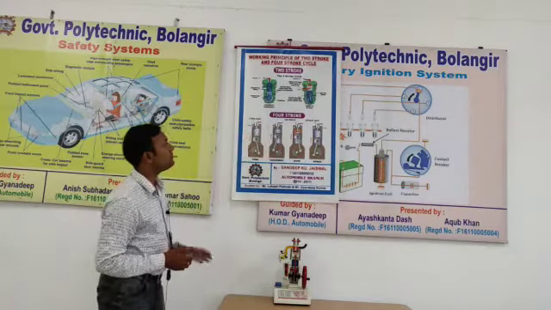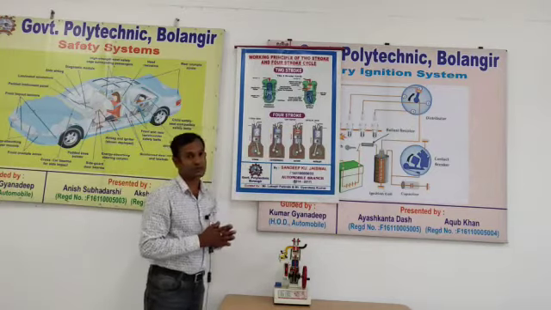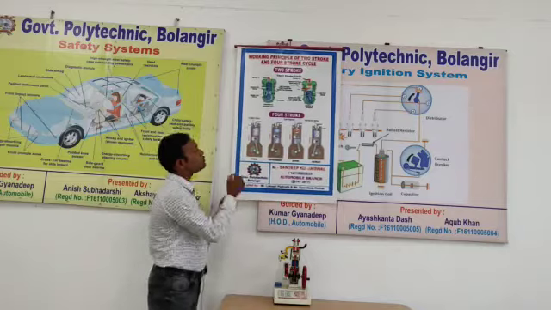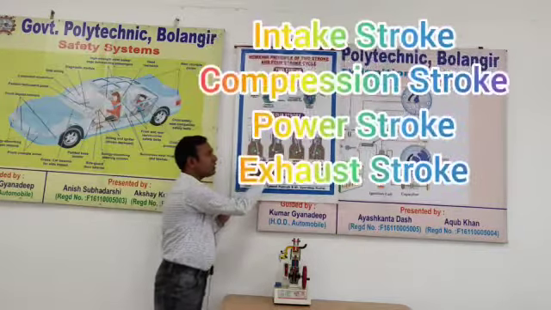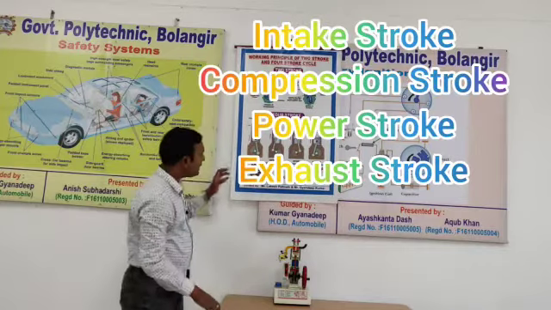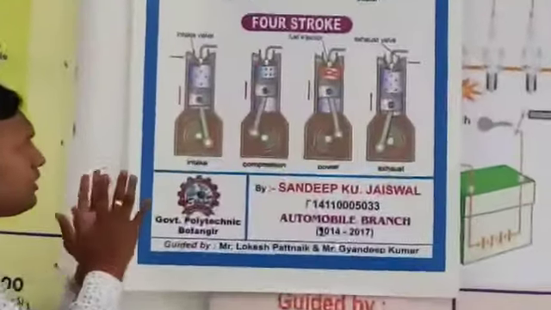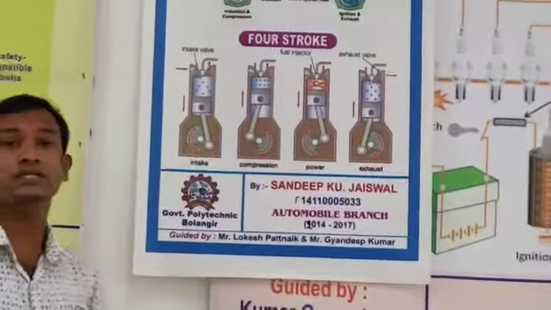In a 4-stroke petrol engine, this is common sense, 4-stroke means there are 4 strokes. First we know what the strokes are: intake stroke, compression stroke, power stroke and exhaust stroke. Okay, then in the intake stroke the air, the working fluid, is sucked in.